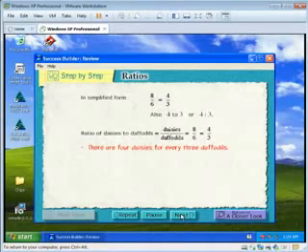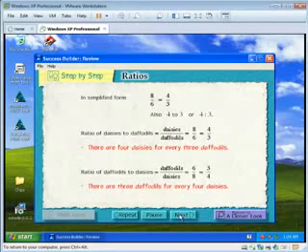Ratios also depend on order. The ratio of daisies to daffodils is 8/6 or 4/3. But the ratio of daffodils to daisies is 6/8 or 3/4. Since daffodils now come first, they should go on top.